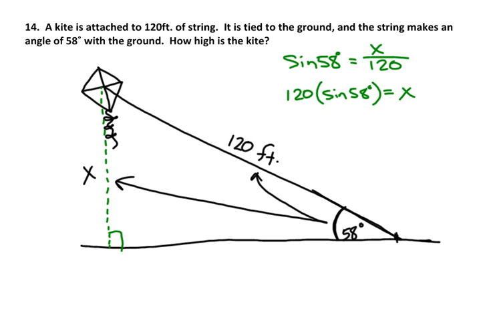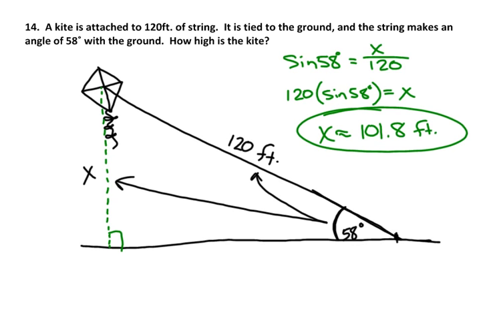Now as you punch that into your calculator, you'll be getting something like 101.76577. We'll stick to our trend of rounding everything to the nearest tenth, so we'll say that's about 101.8 feet. That is how high this kite is up in the air.